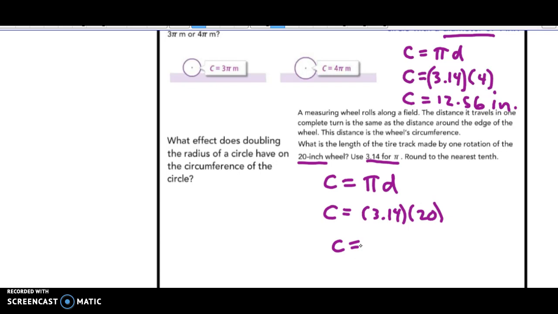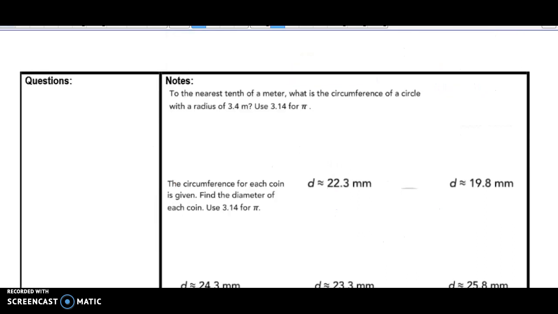So now my last step is just to follow the order of operations, which means I'm going to multiply 3.14 times 20. I get 62.8 inches. That would be the length of the tire track made by one rotation of the wheel. This question we will come back to as a class discussion, but let's move ahead to the back page of your notes.